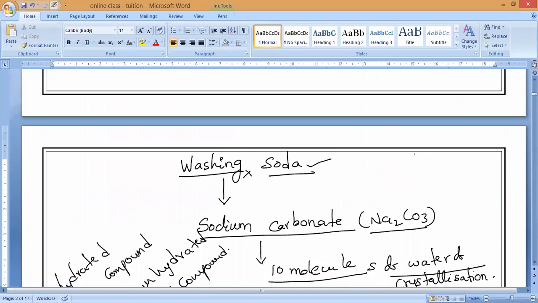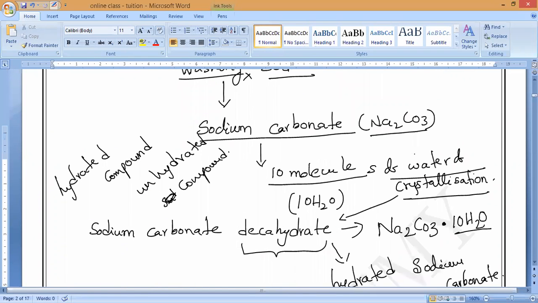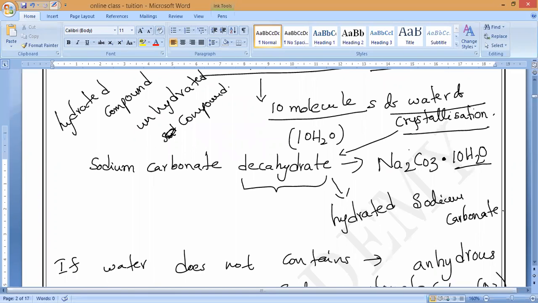So, here two important MCQs you have to remember. One: sodium carbonate without water of crystallization is called soda ash, or anhydrous sodium carbonate. Two: the hydrated form, washing soda, is hydrated sodium carbonate, Na2CO3 dot 10H2O.